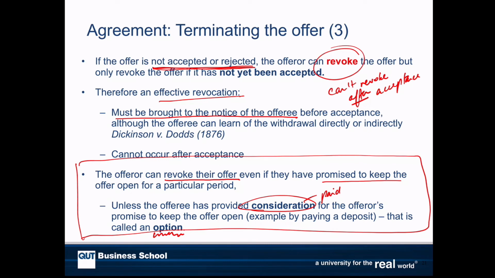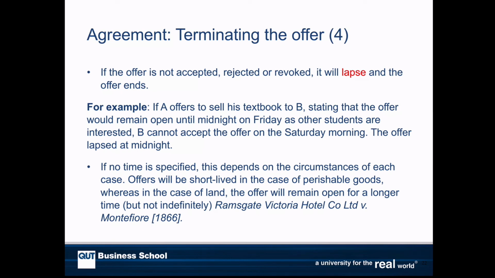So an option is where someone pays something, some consideration, which we'll get to later, in order to keep the offer period open. Other than that, other than an option, you actually can revoke an offer that has been open for a period of time. Okay, so we know an offer can be accepted, which leads to a contract. It can be rejected, which kills it. It can be revoked or pulled back, which kills it. And it can also lapse, and that ends the offer.